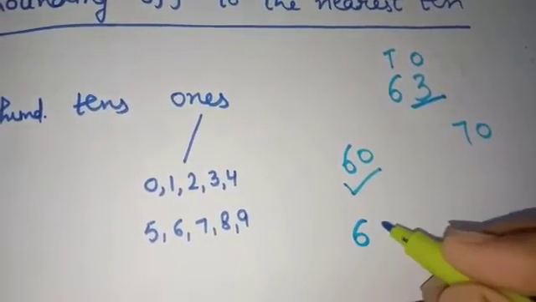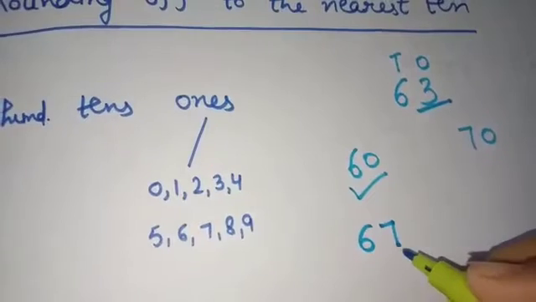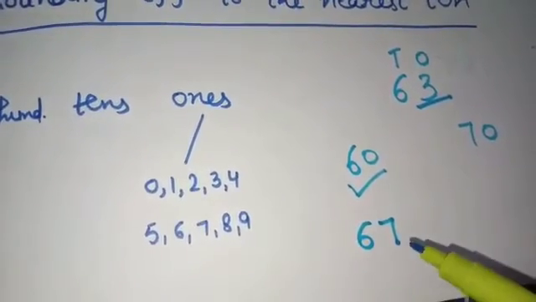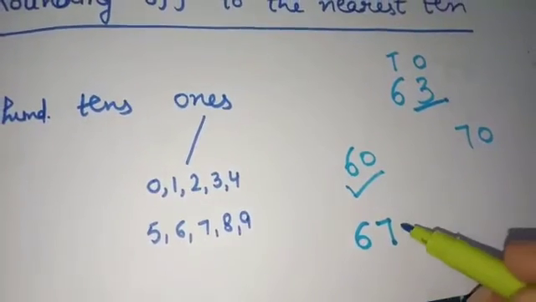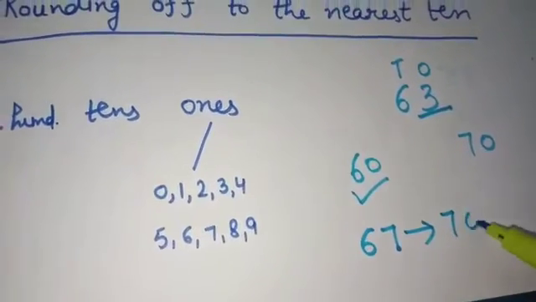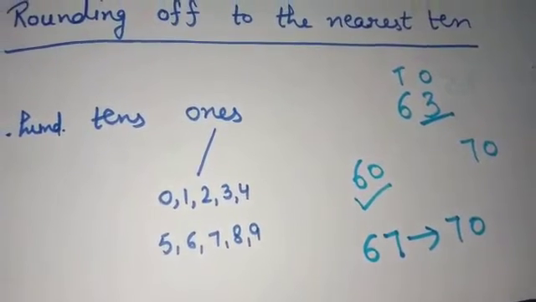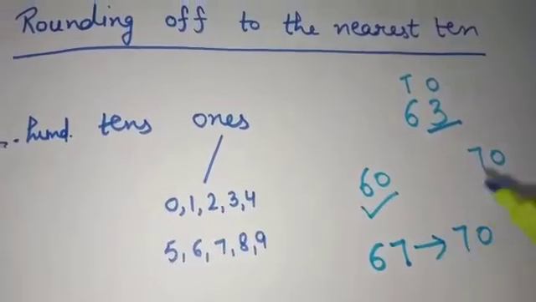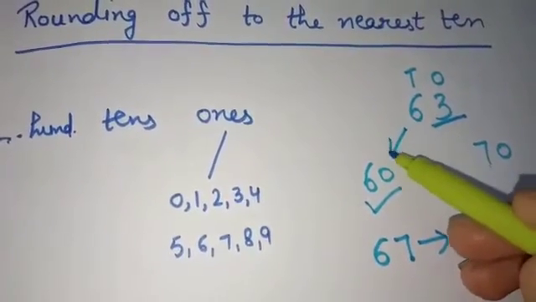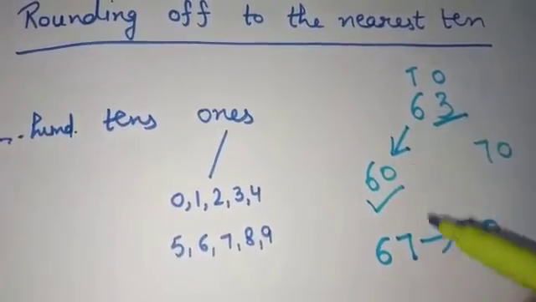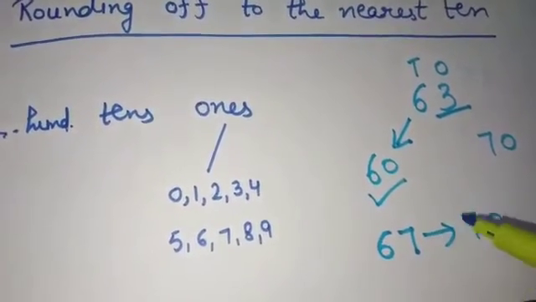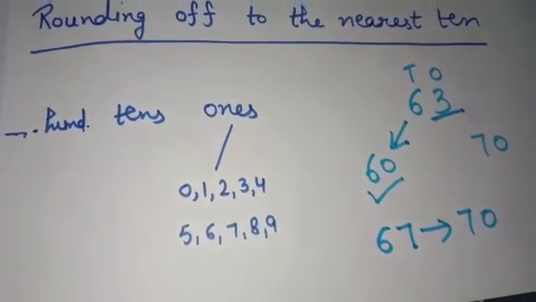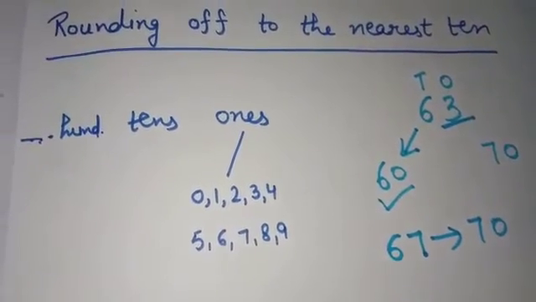Means if the number would be 67, then this ones place is 5, 6, 7, 8, 9, meaning greater than or equal to 5. So this will be rounded off to 70. One more thing, just keep in mind that 67 is never equal to 70. Even 63 is never equal to 60. So we will use the sign of an arrow in place of equals to. Now we will discuss this concept in some questions of worksheet 1.